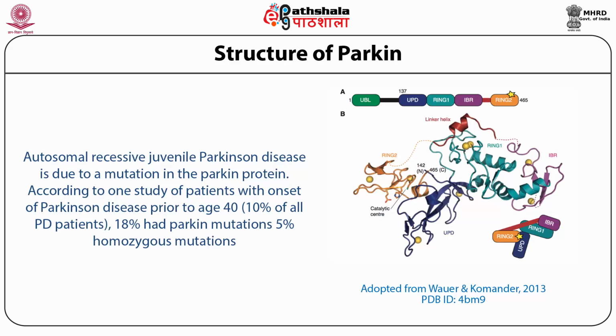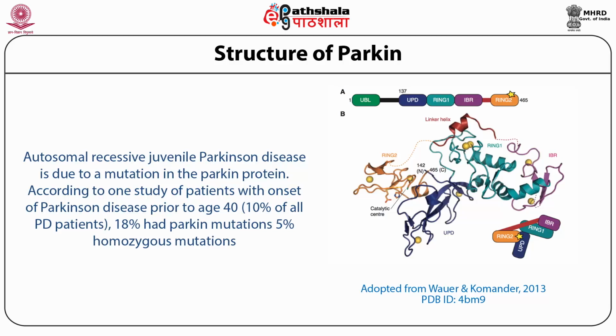According to one study, 10% of patients have onset of Parkinson's disease prior to the age of 40. Parkin mutations are found in 18% of them, and about 5% of them are homozygous mutations. So below age 40, 10% of them are PD patients, and of these Parkinson's disease patients, 18% have these mutations.